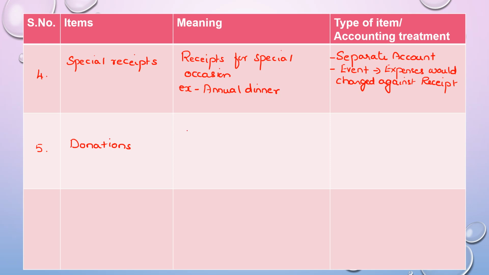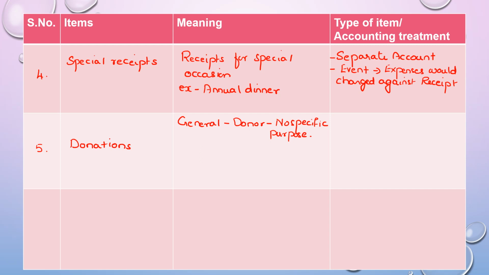The donations can be of two types. First one is a general donation, where the donor does not specify any purpose. No specific purpose is specified when a person is donating. He does not specify that you have to utilize this money that I am donating for this particular purpose. He just donates. He just gives the amount to that NPO. NPO can utilize it for whatever purpose it is running for. So that type of donation is called a general donation.